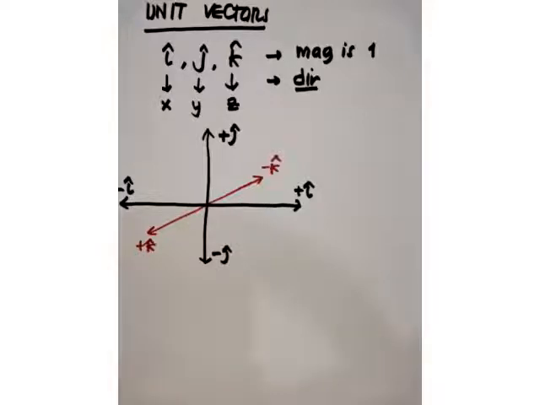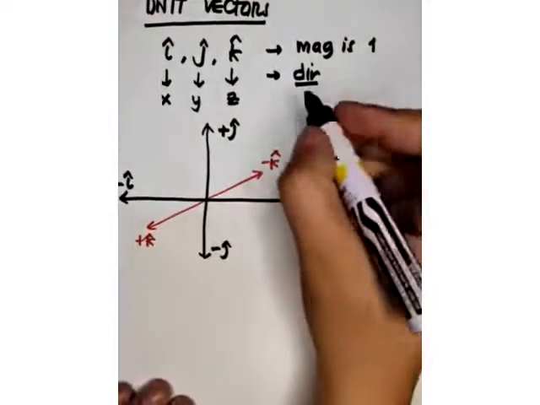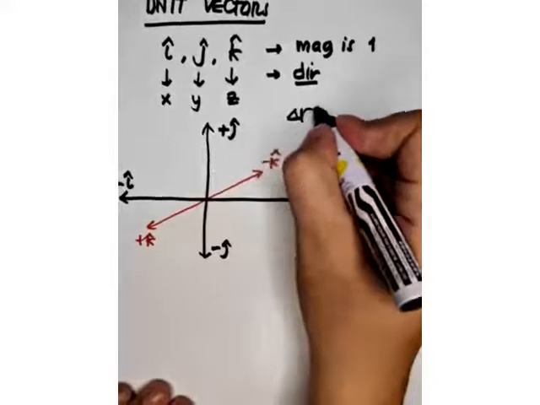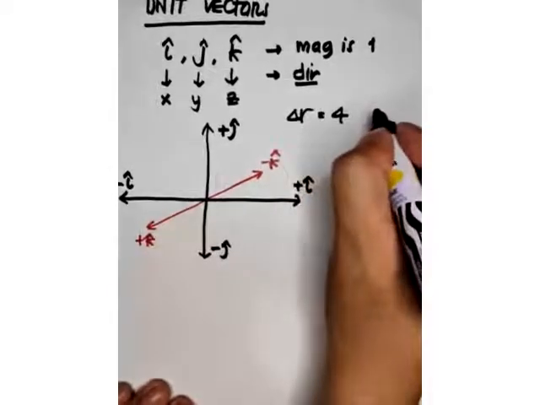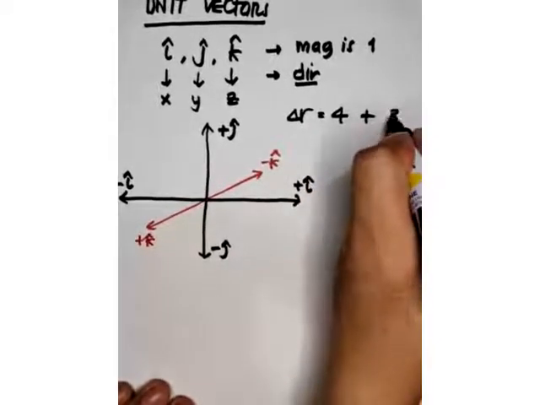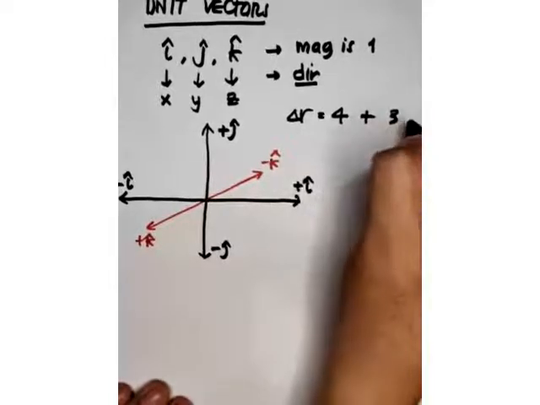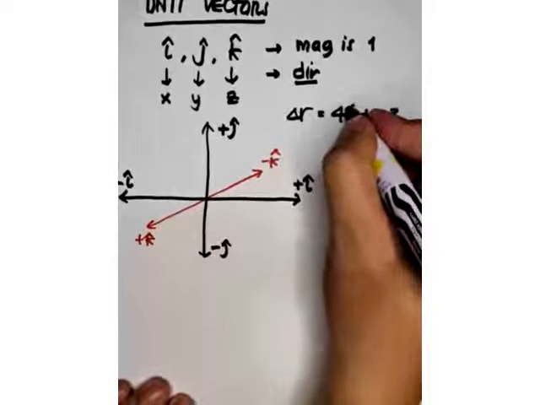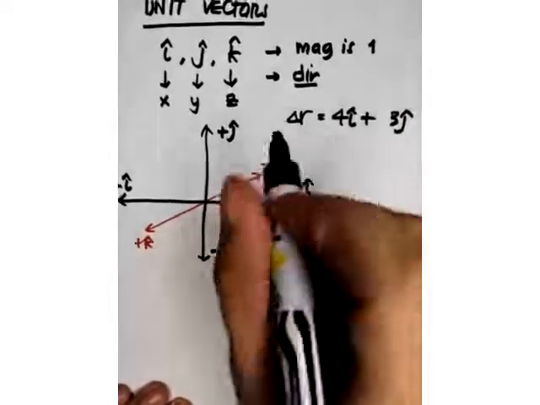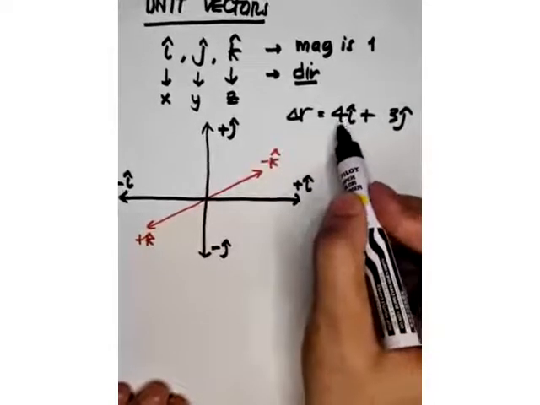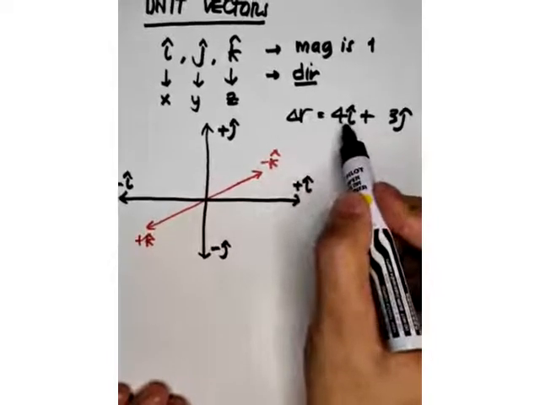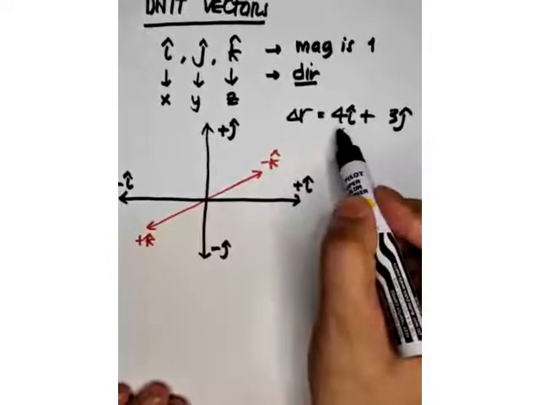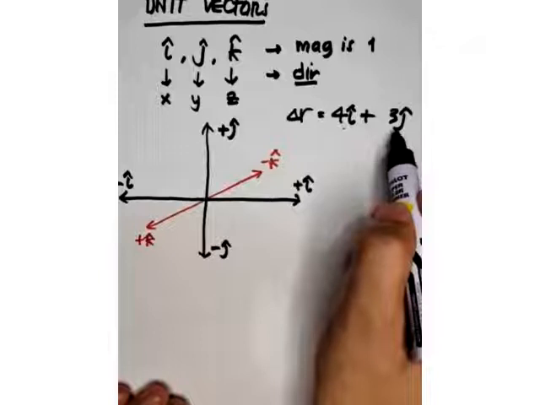Okay? So halimbawa, meron akong displacement na 4 plus 3. 4 yung X and then 3 yung Y. Siyempre hindi ko naman pwedeng isulat na ganyan, nakakalito, baka sabihin niya 7. Kaya lalagyan natin siya ng I hat and J hat. So ibig sabihin, yung motion ng displacement natin in terms of X is 4 units, and then sa Y naman is 3 units.